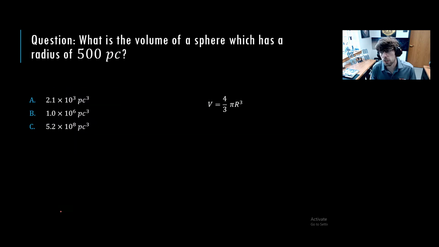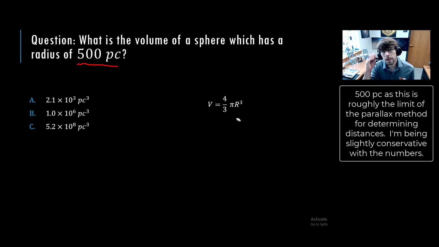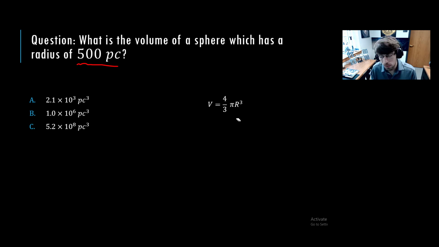So here's the question. What is the volume of a sphere with a radius of 500 parsecs? And you notice I have given you the geometric relationship. The volume of a sphere is given by 4/3 pi times the radius of the sphere cubed. So go ahead, take a minute and give me the volume of a sphere that has a radius of 500 parsecs. Good. You got it?